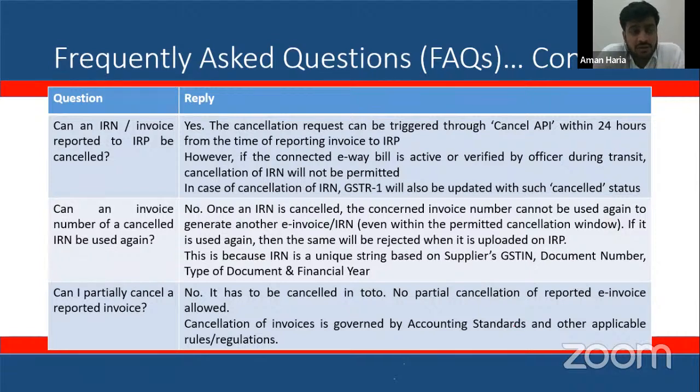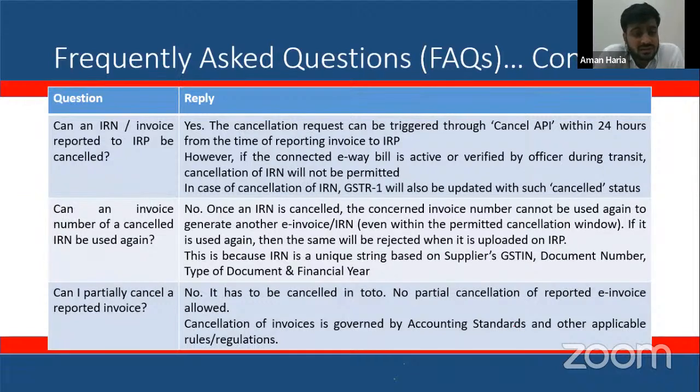Can an invoice number of a cancelled IRN be used again? So the answer is again clearly no. As we discussed, there are 4 unique parameters, so you cannot use the same invoice number even though you have cancelled the IRN, because IRN is a unique string which is based on the supplier's GSTIN, document number, document type, and the financial year. So once you have generated an IRN using a specific invoice number, if you subsequently cancel the IRN, that invoice number is also cancelled.